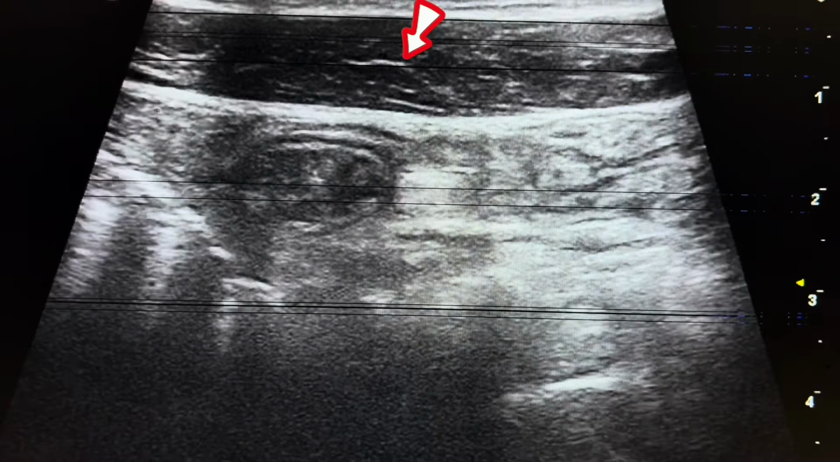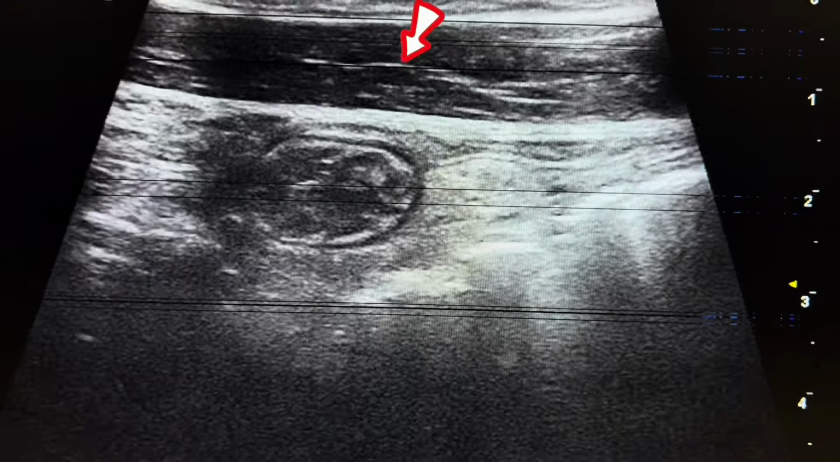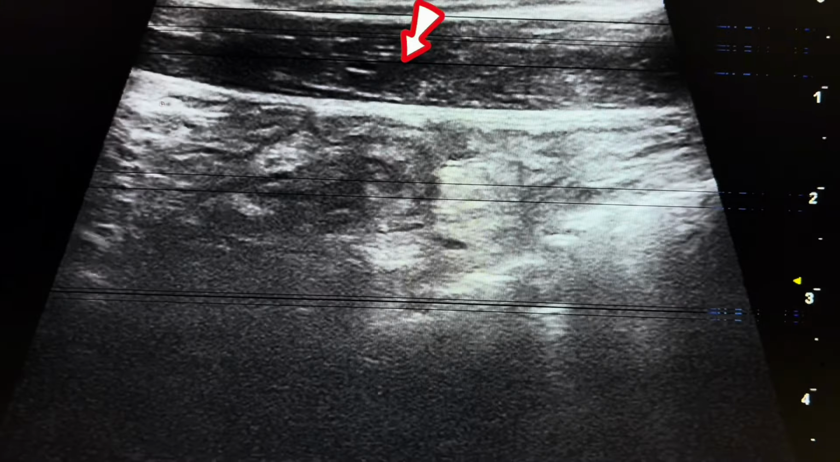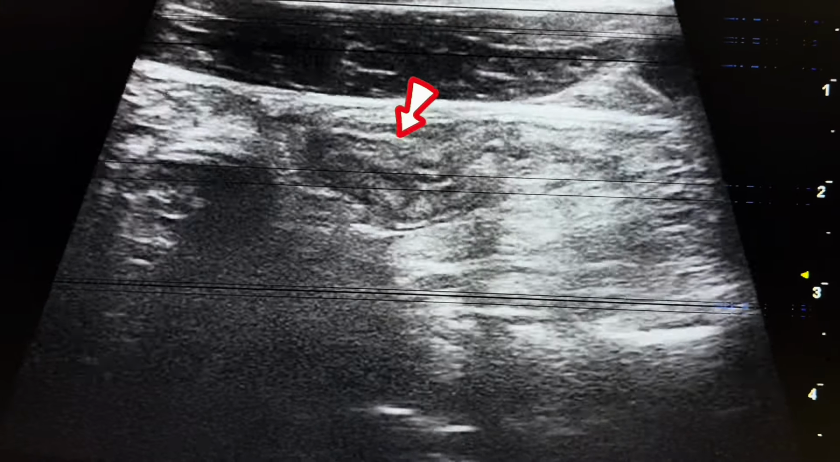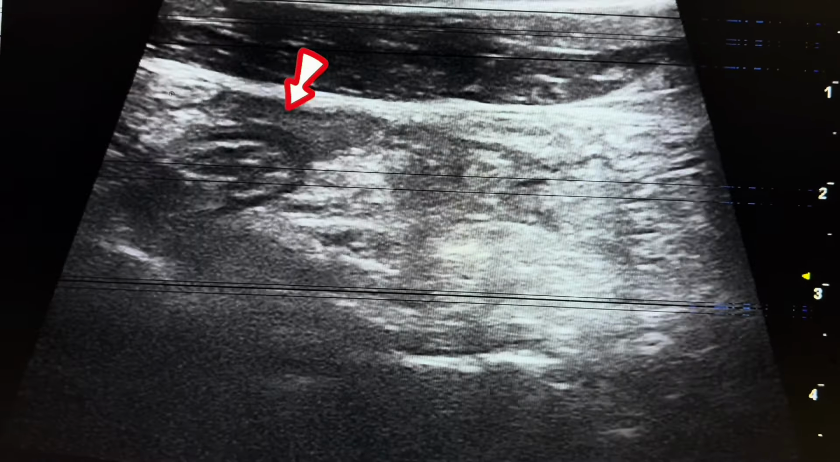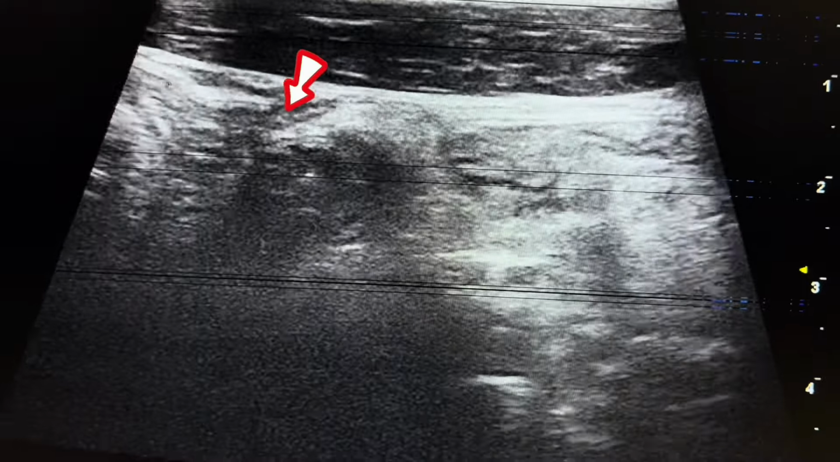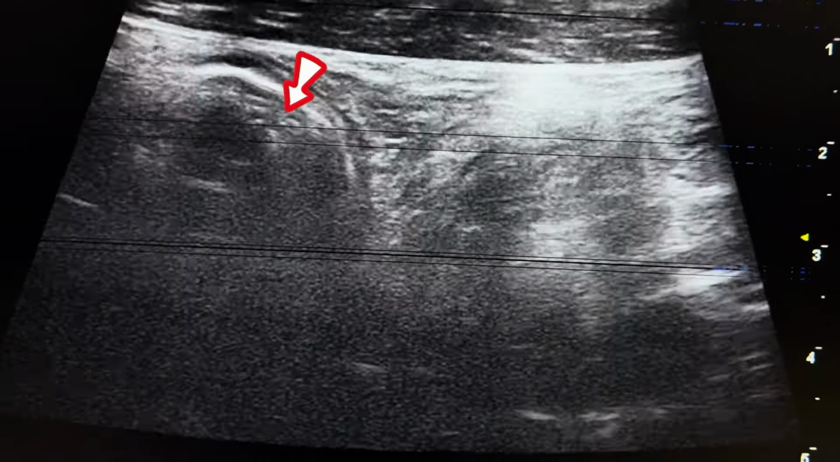Now we're scanning the right iliac region by using a convex probe. Here we see the distal ileum. The walls of the ileum are mildly inflamed and prominent.